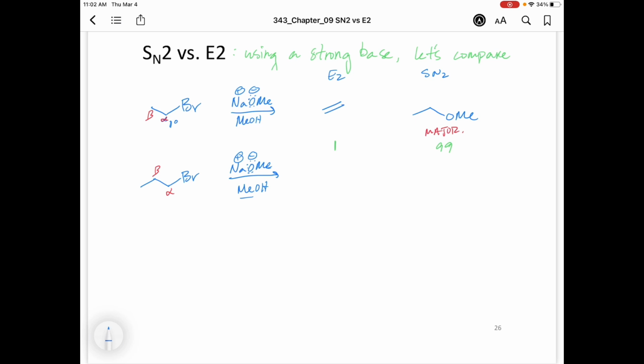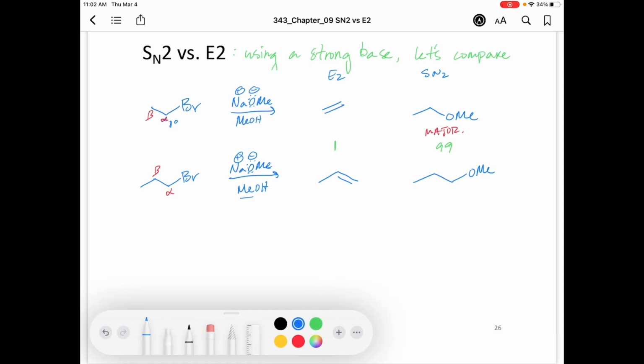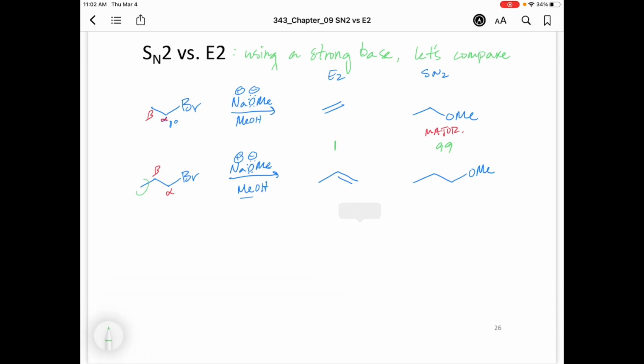So from the E2 reaction, we're going to have 3 carbons just like in our starting material. We're going to have our double bond. This is the one we saw in the previous slide. We're also going to draw the corresponding SN2 product. Now, when we add this additional carbon, this substituent here, check out what changed.